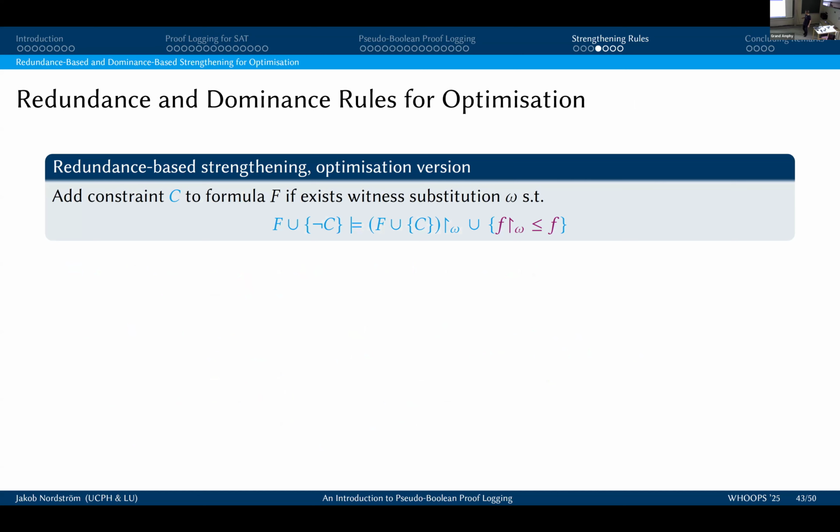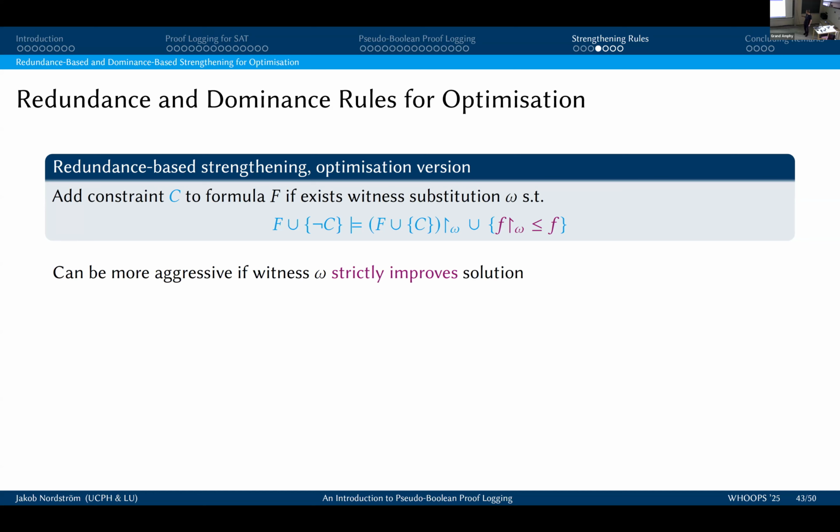If I have an optimization problem, then I have to be a bit more careful. I need to make sure that when alpha remaps my solution, it's not allowed to make the objective larger. So F under omega, little f for F, the objective should be at most F. So this is another proof obligation that I have for optimization problems.